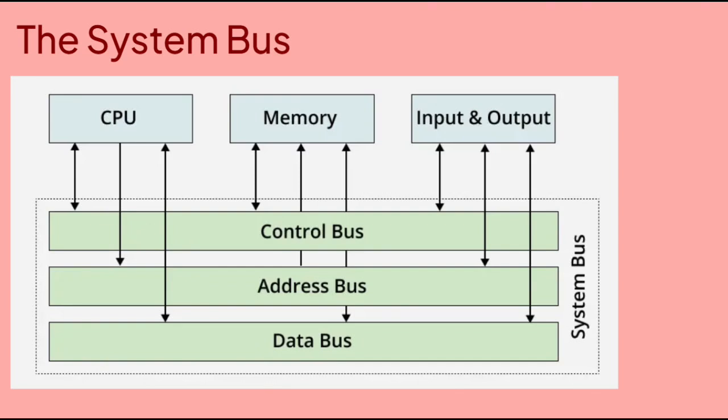To manage this traffic efficiently, the system bus is typically divided into three specialized pathways: the data bus, which carries the actual information being processed; the address bus, which specifies where the data needs to go and also identifies specific memory locations or devices; and the control bus, which transmits signals that coordinate the timing and type of operation, such as read or write.